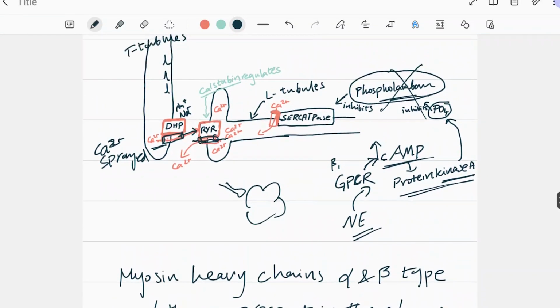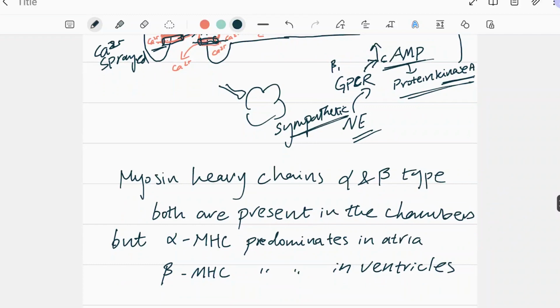So this is what happens over here. You get this phospholamban, which is inhibited because of the norepinephrine, because of sympathetic activity. Right?